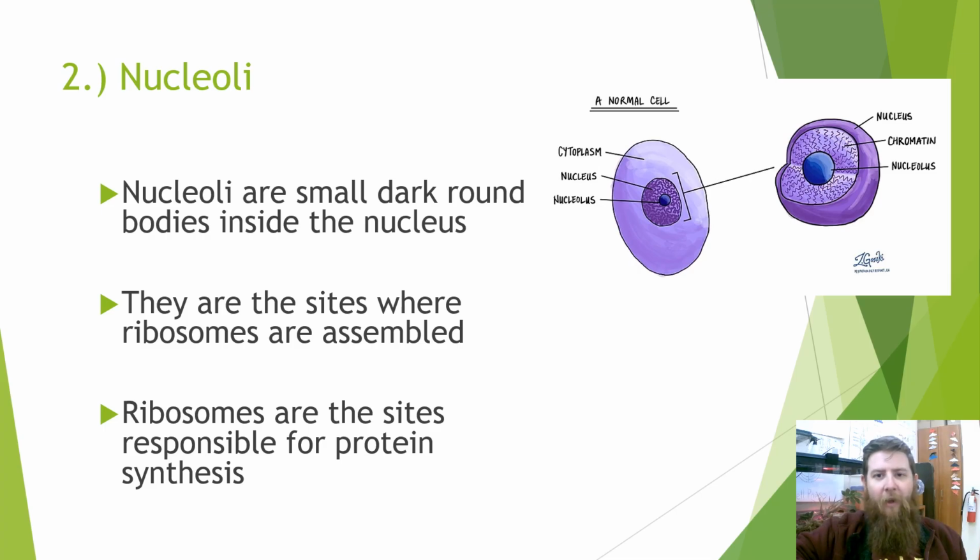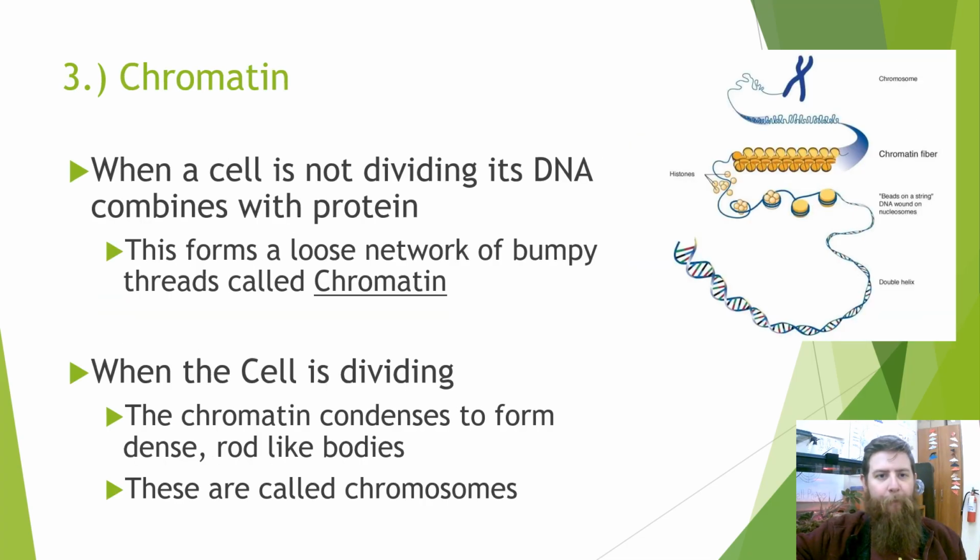Nucleoli are small, dark brown bodies inside the nucleus. They are where we make ribosomes for the cell. And ribosomes are the sites for protein synthesis in cells. And protein synthesis is a big reason for how plants are able to do what they do.